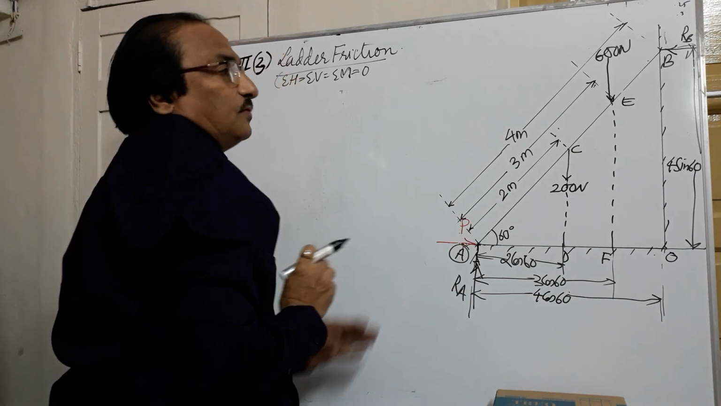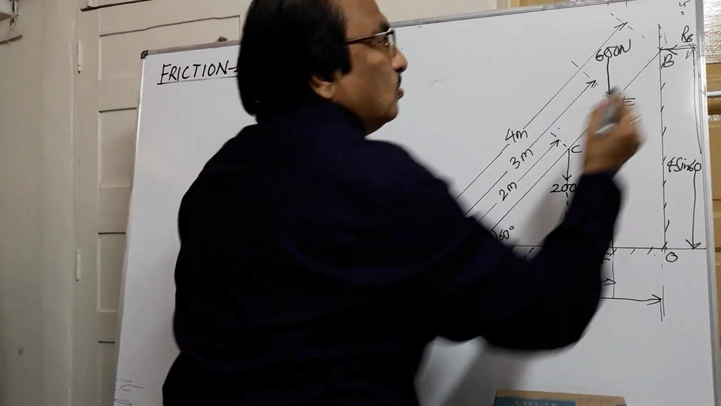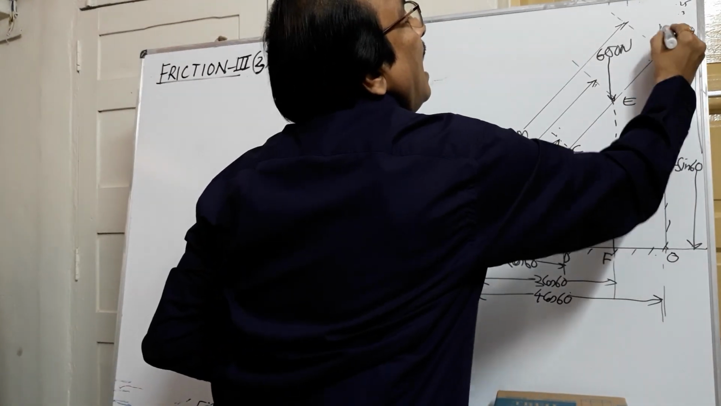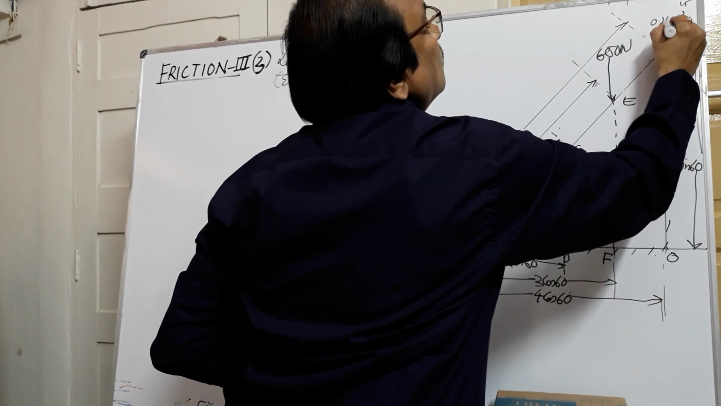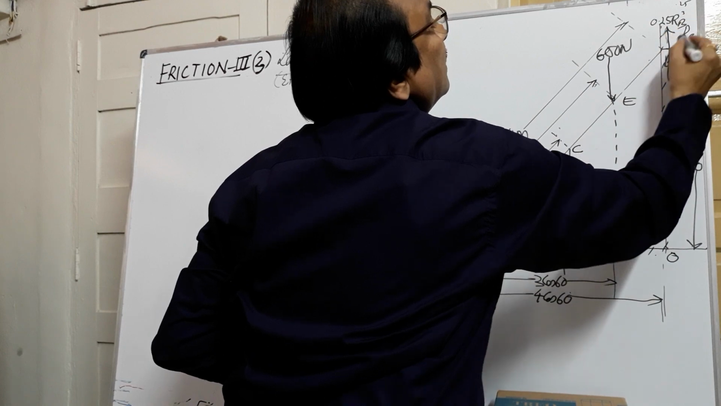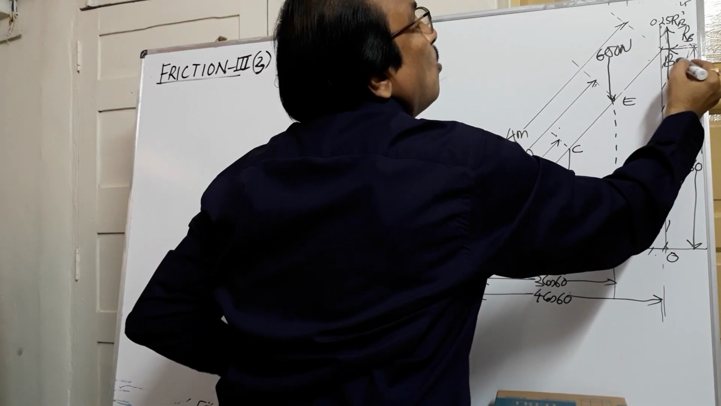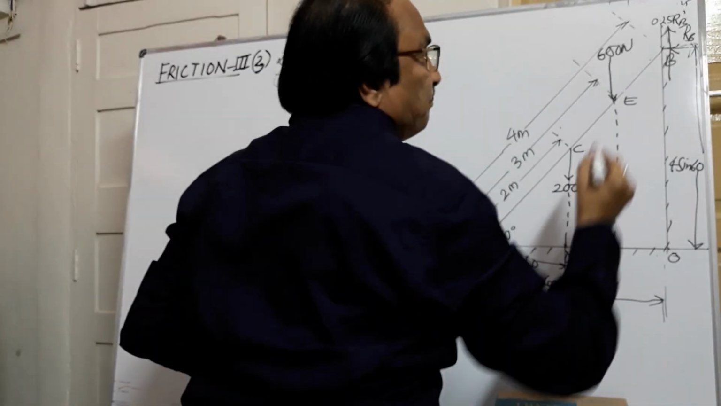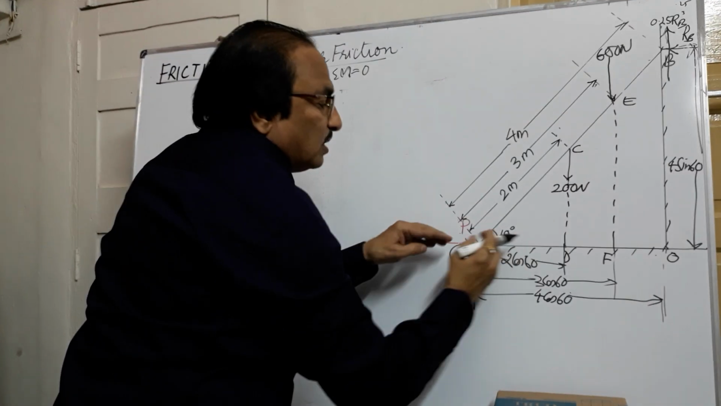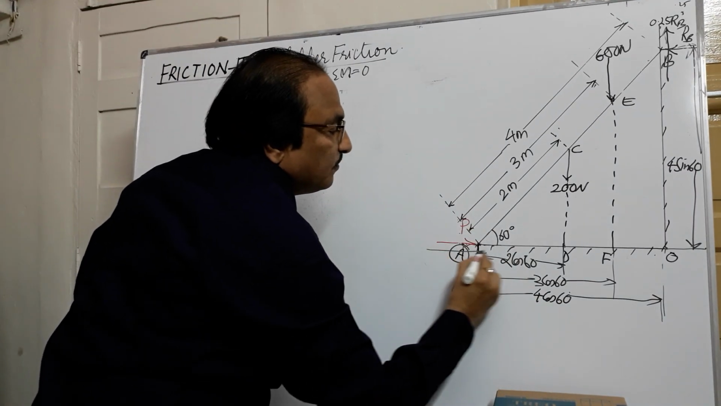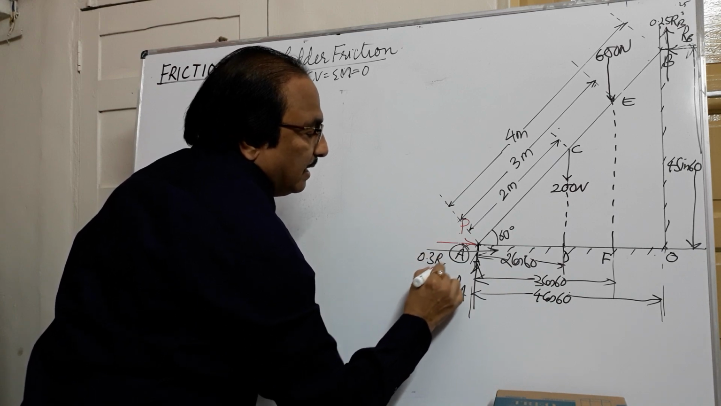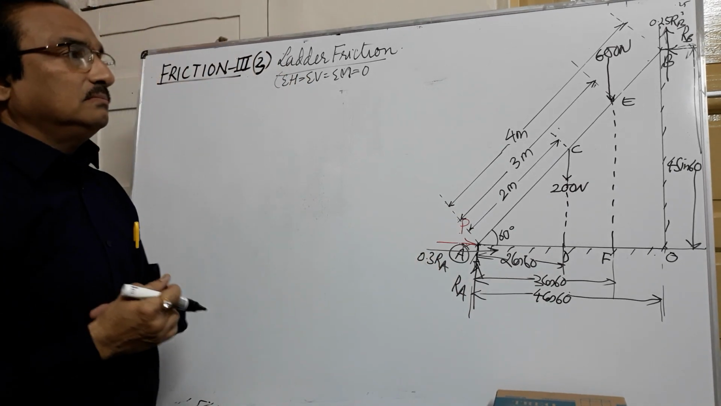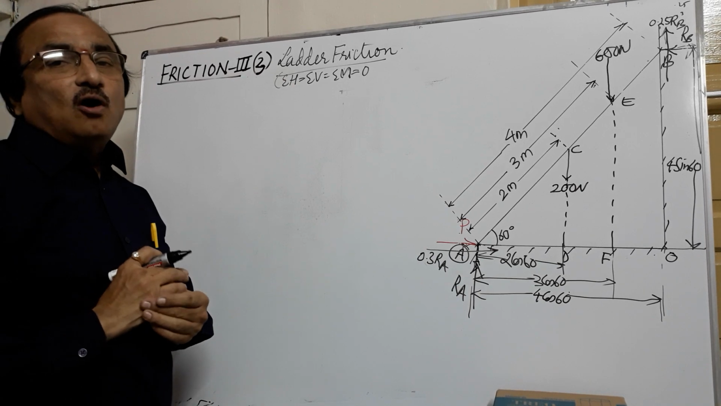Now coming to the force of friction. The ladder is slipping down, so the force of friction will be up the plane. So this will be 0.25 into RB, F is equal to mu R. Mu for the wall is given as 0.25. Now with respect to the floor, it is moving away, so the force of friction will be towards right, and this will be 0.3 RA. So this is the free body diagram of the ladder.